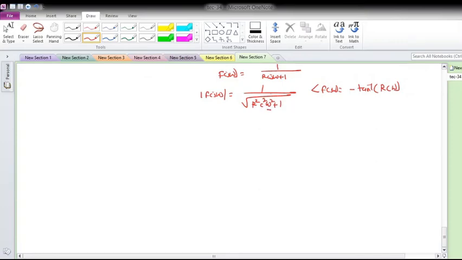If omega tends to infinity, then the magnitude will be 0. Roughly, at omega equal to 0, I will have the maximum magnitude, and as omega increases, the magnitude will monotonically decrease. And if omega is equal to 1 by RC, at this time what will happen? You will get 1 by square root 2.